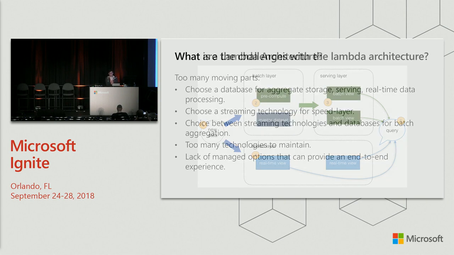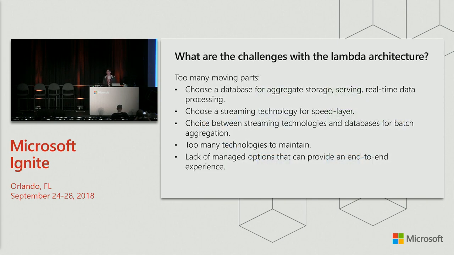So what are the challenges of implementing a model like this? Well, there are too many moving parts, as you may have seen. There are different choices that need to happen and different implications with the technologies that are chosen. So for example, choosing a database for aggregate storage, real-time data processing, or the serving layer can be a challenge of its own just because you have to know what the requirements are for the specific querying patterns.